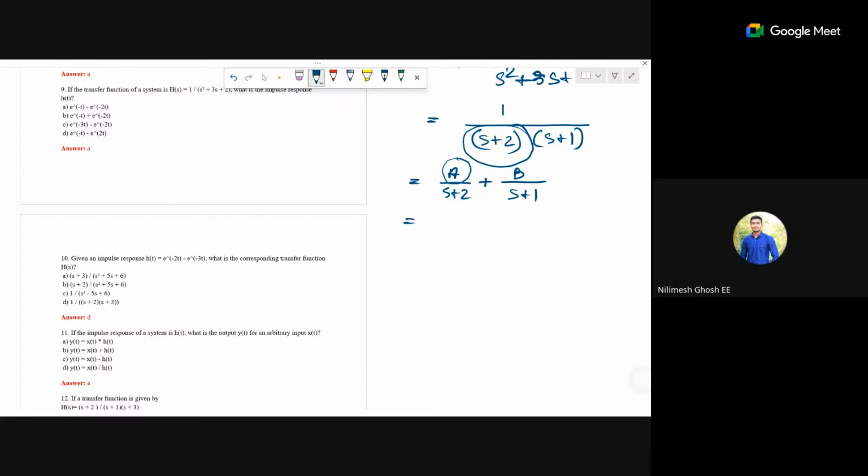So what will A be? If we put s equal to -2, we get 1 by (-2+1), which is -1. So A is -1. And for B, put s equal to -1, which gives 1. B is 1. Everyone got it or not? If anyone doesn't get it, I will explain it in a very detailed manner.